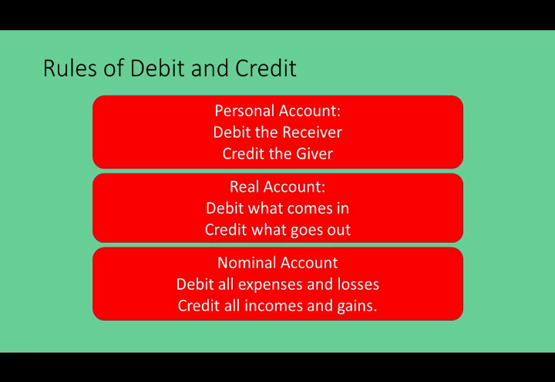Next topic is rules of debit and credit. In case of personal account, debit the receiver, credit the giver. In case of real account, debit what comes in, credit what goes out. In case of nominal account, debit all expenses and losses, credit all incomes and gains.